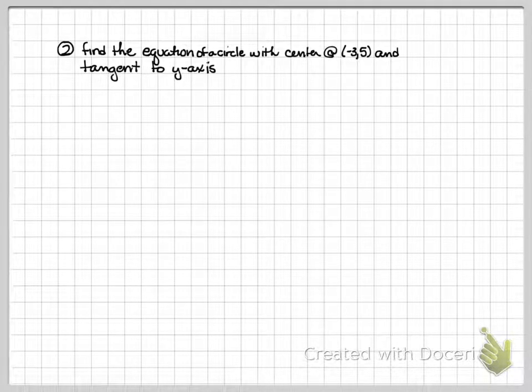Okay, so it's still dealing with a circle. However, for this one, it says find the equation of a circle with a center at negative 3, 5, and it's tangent to the y-axis. Well, if you remember what tangent means, with regards to a circle, it means it touches the circle in exactly one spot. So it's going to touch that y-axis at exactly one spot.